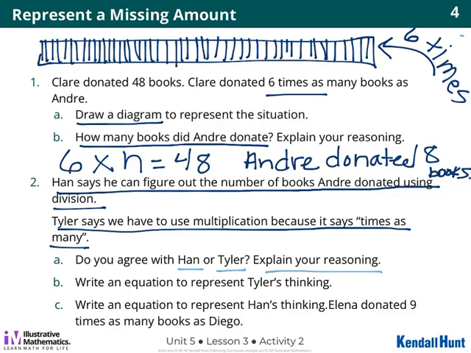Han. And why? Because it already gives us 2 answers. How could you use division to solve this? 48 divided by 6 equals 8. So we could have done 48 divided by 6. If I use a variable, I could say n, and we could figure out n equals 8. And now you've done algebra. Good job, you guys. Aaron.